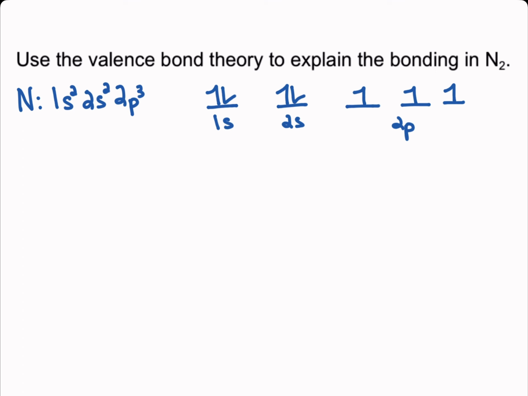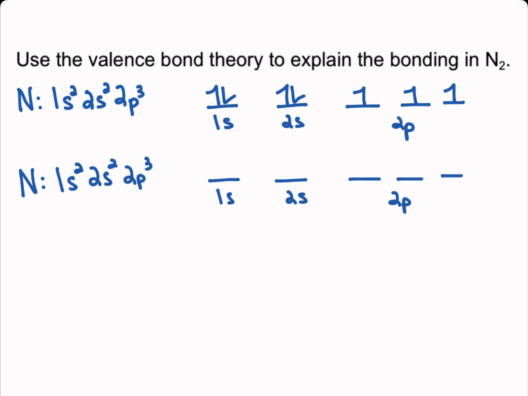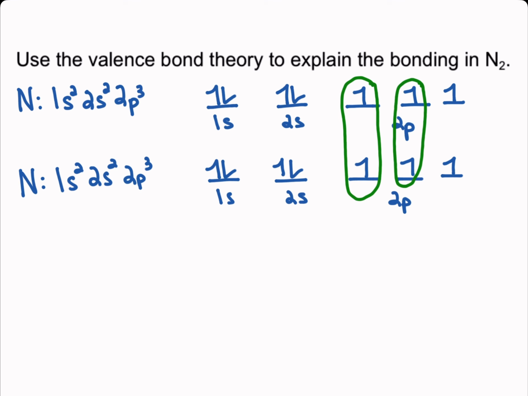And another atom of nitrogen is involved in this bond. So 1s2, 2s2, 2p3, and we want to draw the orbital diagram for that. Remember that a bond is made from 2 electrons. So these 2 electrons can come together to make a bond, these 2 electrons can come together to make a bond, and these 2 electrons can come together to make a bond. So this suggests that there are 3 bonds between the 2 nitrogen atoms.